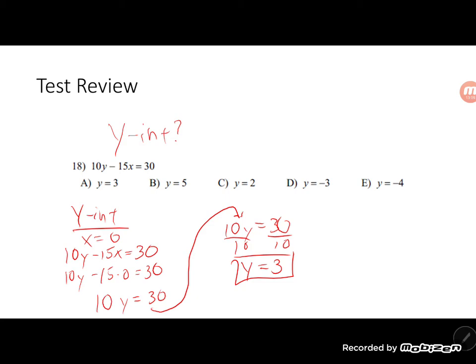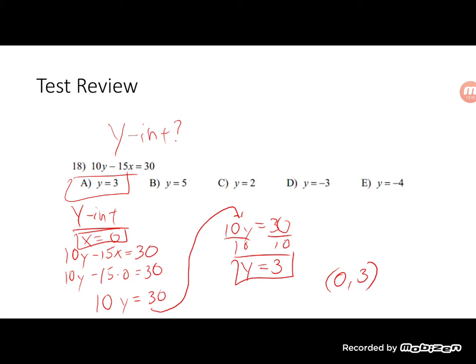Okay, so notice we are just starting with our statement of x equals 0. That's going to be true anytime we have a y-intercept. And then we go ahead and find out what y is equal to. So that means our coordinate for y would be 0, 3. And we see y is equal to 3. That is an answer choice, which is good.